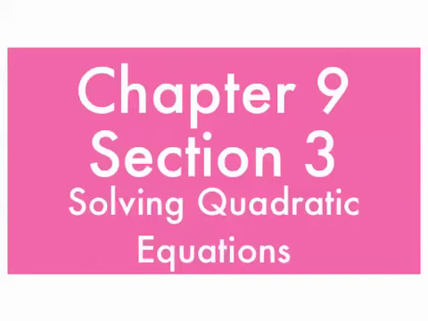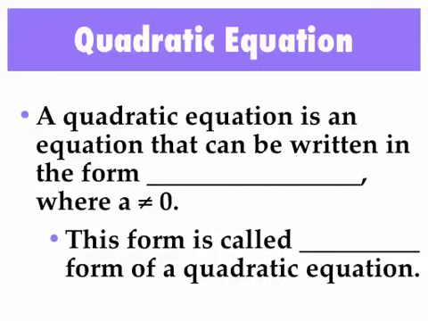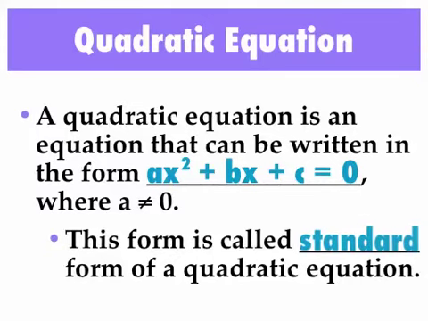Chapter 9, Section 3, Solving Quadratic Equations. Quadratic equation. A quadratic equation is an equation that can be written in the form of ax squared plus bx plus c equals 0, where a does not equal 0. This form is called standard form of a quadratic equation.